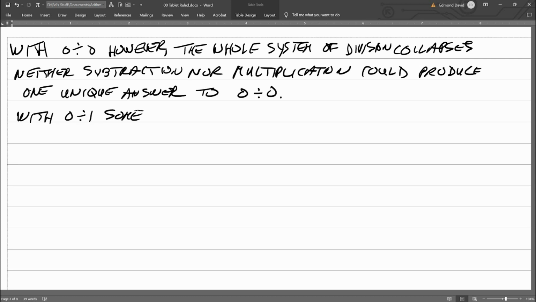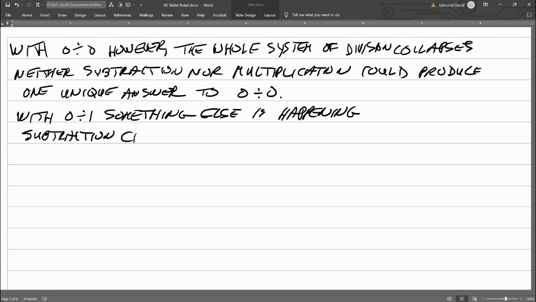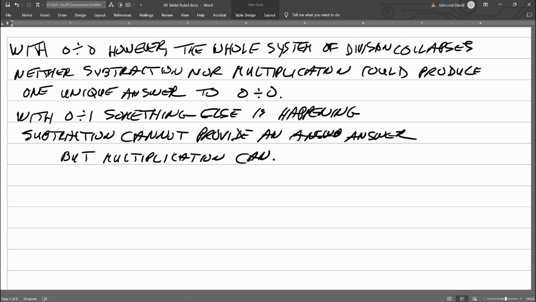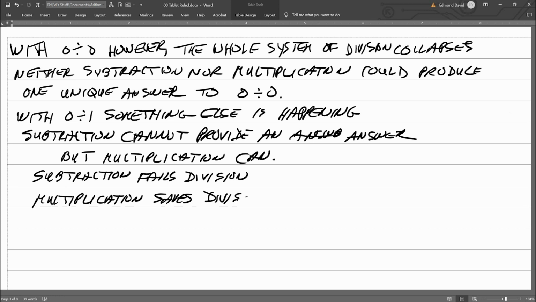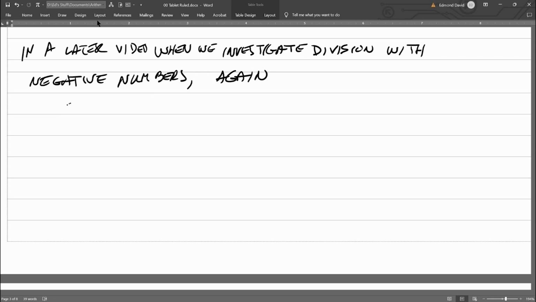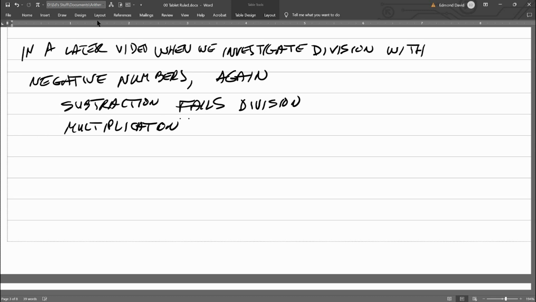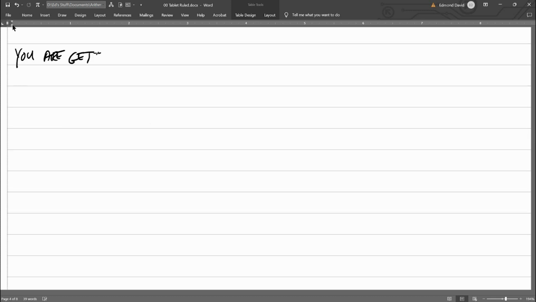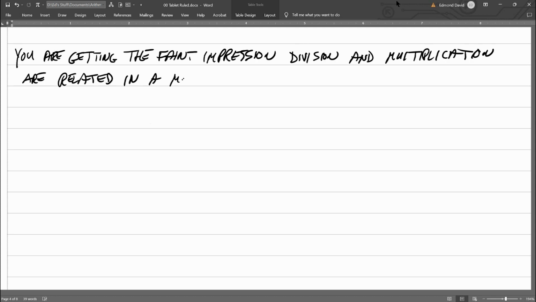With the problem of 0 divided by 1, however, something else just happened. Subtraction cannot produce an answer, but multiplication can. Subtraction fails division, but multiplication saves division, and not for the last time. In a later video, when we investigate division with negative numbers, we will see again how subtraction fails division and multiplication saves division.